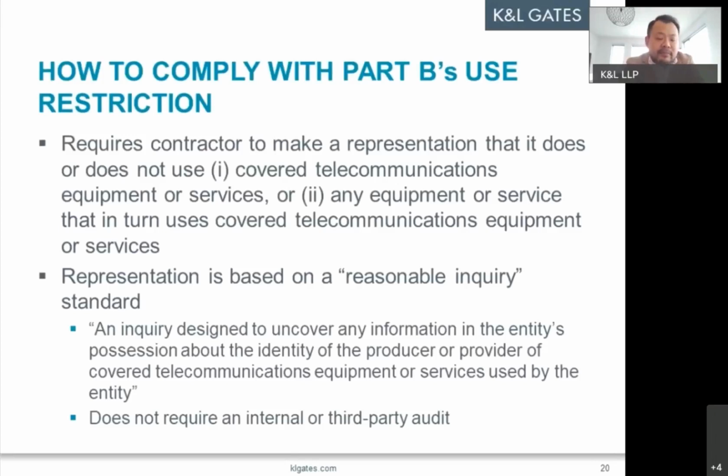Except to say that you don't have to do a full-blown audit. That's helpful. So at least we know that you don't have to hire a consultant or auditing firm or do a comprehensive internal audit. You have to have some kind of system, however, that is reasonably designed to uncover information in your possession, custody, or control about the identity of the producer or provider of the products that your organization is using, so that you can then make an informed judgment as to whether or not you may be at risk of using covered telecom equipment or services as part of your own operations. Next slide.